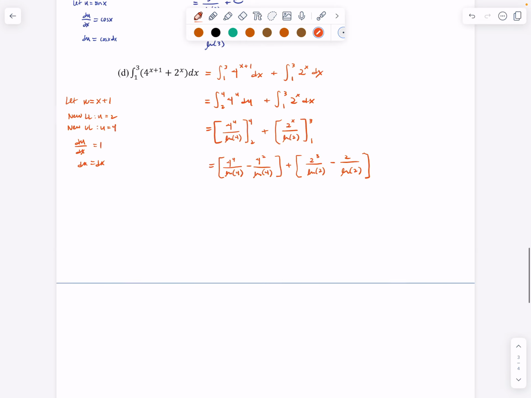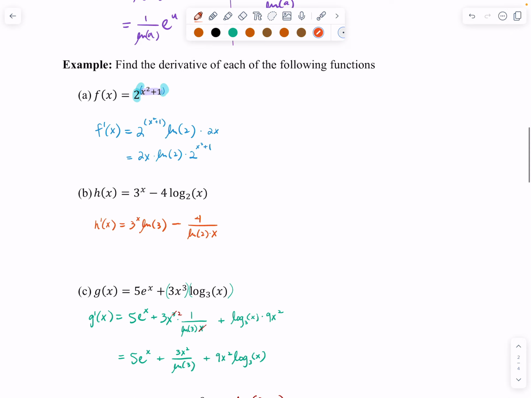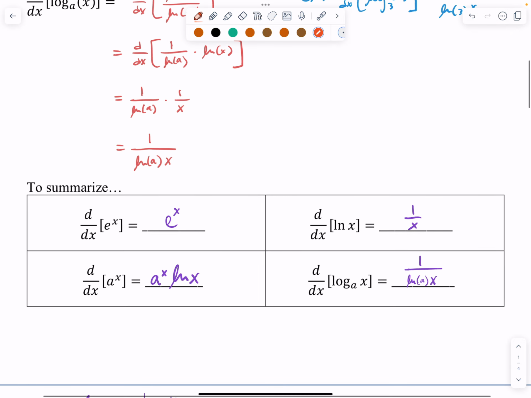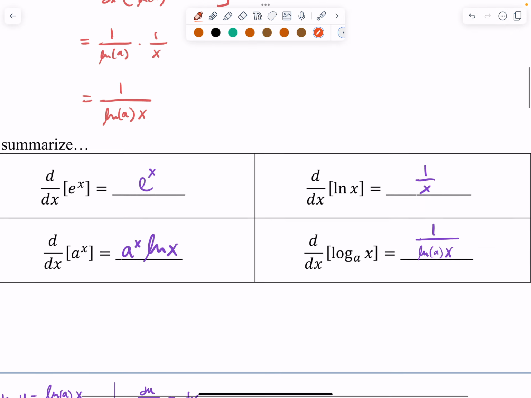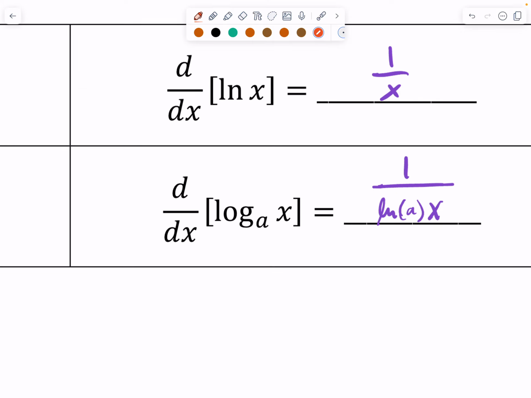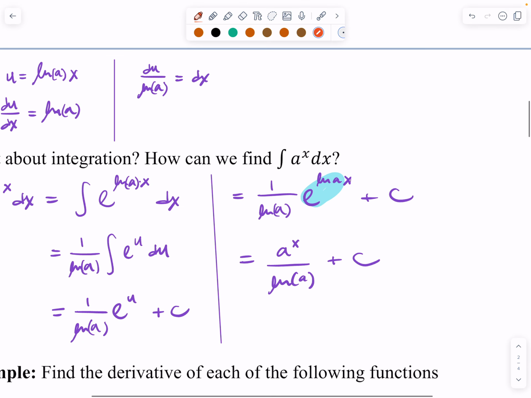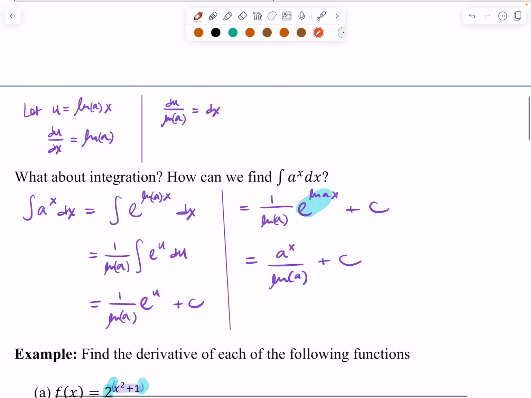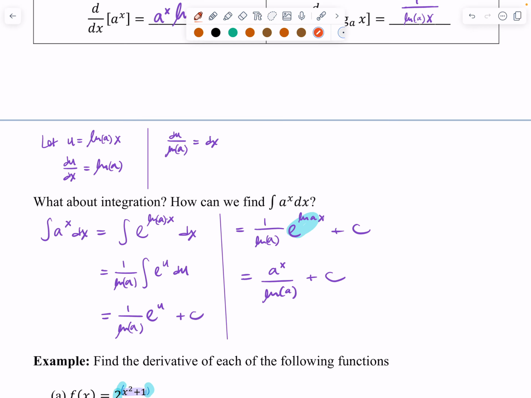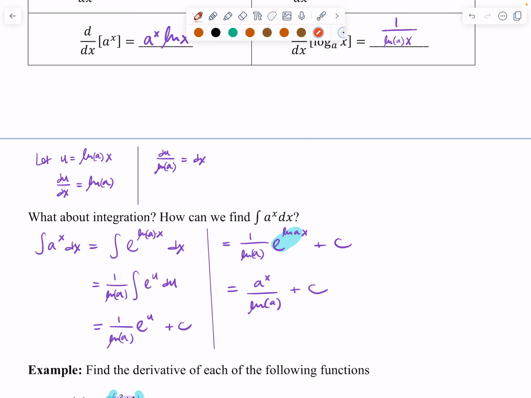Okay, so that's it for section 5.5. We have introduced these new formulas. Okay, so for differentiating a to the x, an exponential function in the form a to the x, or a log function with log base a of x, so base other than e. And then we've also found integrating a to the x. In this class, you will not learn how to integrate log base a of x. That's something beyond this class. Okay.